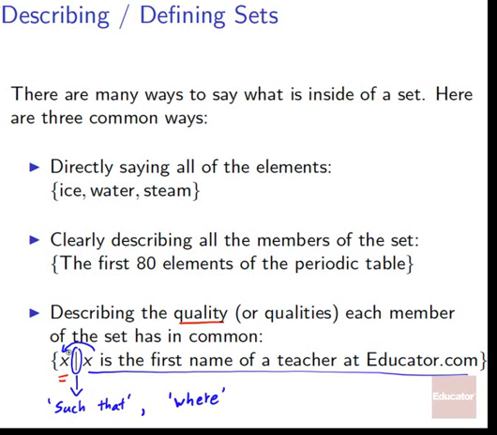So for this set, if it's x such that x is the first name of a teacher at educator.com, then it's going to be a bunch of first names of all of the teachers who teach at educator.com. My name is Vincent. I'm teaching at educator.com since you're watching this right now. So that means that Vincent is inside of this set. There's going to be a bunch of other names. If you go and look at all the teachers, you'll see a whole bunch of different first names. But we know for sure that Vincent is one of the names inside of this set.